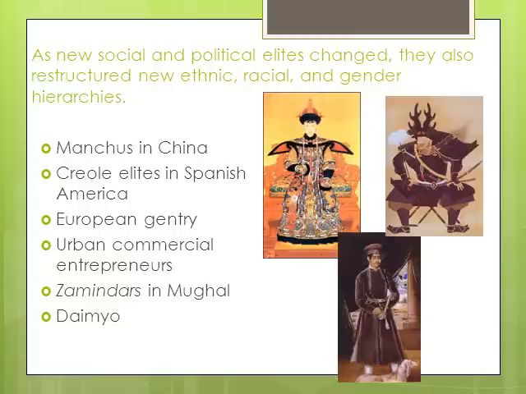Urban commercial entrepreneurs become a thing now because, again, of the specialized labor and specialized industry provided for these people. They now have the money to make some sort of influence within those urban centers and be quite powerful during that time period. We have the zamindars in the Mughal Empire, which you see an image of down there at the bottom, and they become important in administering the Mughal Empire, but also gaining power, even though not being of any kind of noble class. And of course, the increased power of the daimyo, which you see at the top.